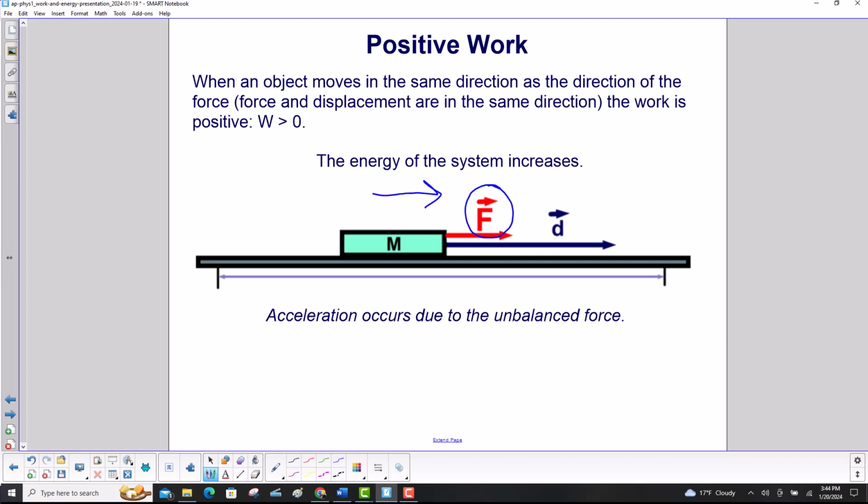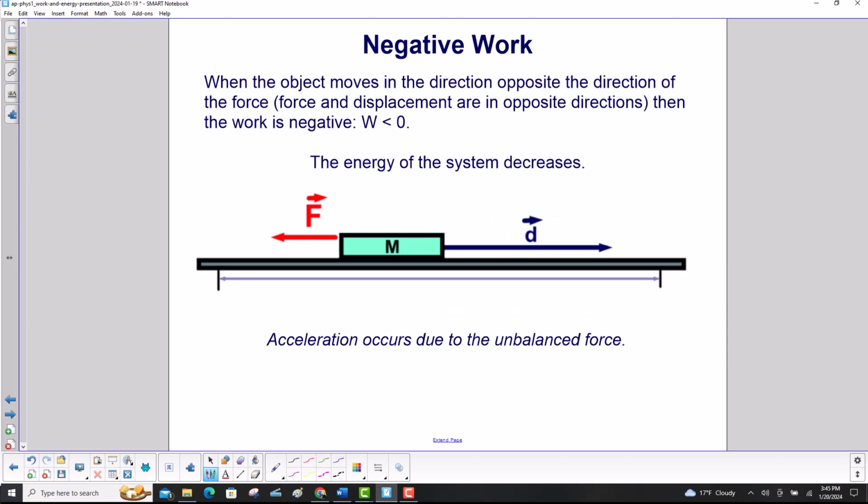Acceleration occurs due to the unbalanced force. Well, there's only one force, and it's to the right. When the object moves in the opposite direction, and the force and displacement are in opposite directions, then the work is negative. The energy of the system decreases.